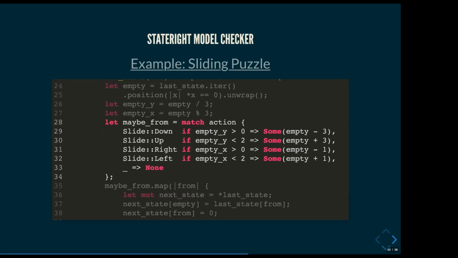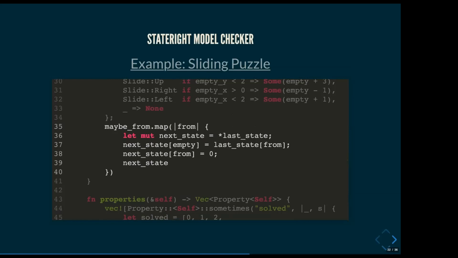So if the action that's chosen is to slide down, and as long as the empty position y index is greater than 0, then the index of the tile that you're sliding from is going to be 3 less than where you're at, and so on. And now based on where we're sliding from, we basically just swap the empty position with the tile that we're sliding from.